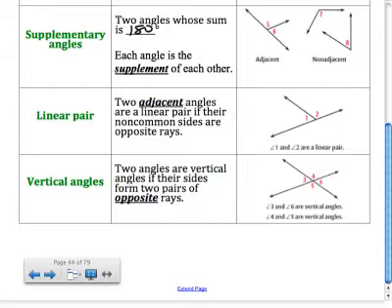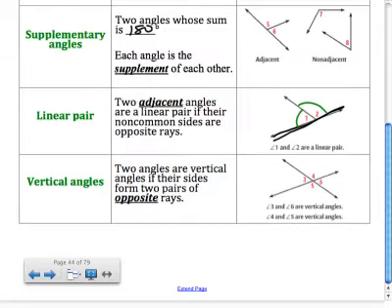Linear pair. Okay, if you have two adjacent angles whose non-common sides are opposite rays, then you have a linear pair. Okay, so essentially you have a line and you have two angles that make up that line, namely angles 1 and 2. Those two angles form a linear pair. The unique thing about a linear pair is they are always supplementary.